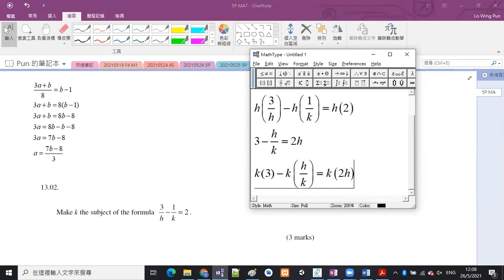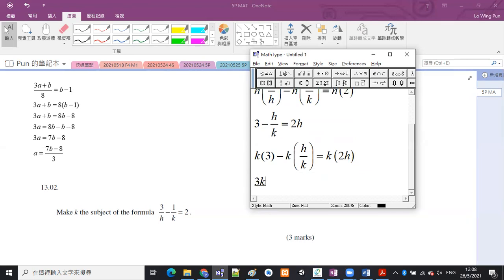Can you get this? Are you working? Students at the back. So for the first term, k times 3, just multiply them together. That's 3k. And then minus the second term, k and k will be cancelled by each other. So what's remaining is just h. And then right-hand side, k times 2h is just 2hk. Just multiply everything together. Can you see that after 2 rounds, I have successfully cancelled all the fractions.